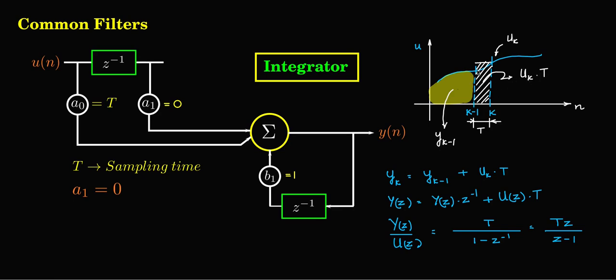Or I can make a trapezium: uk plus uk minus 1 by 2, take that into t. That is called the trapezoidal rule or the Tustin's rule. You have the Simpson's rule, you have the Runge-Kutta rule. So for finding the delta area, you have several algorithms. But adding it to the previous area is always there in all integrators, and this is what is giving you the pole at z is equal to 1.